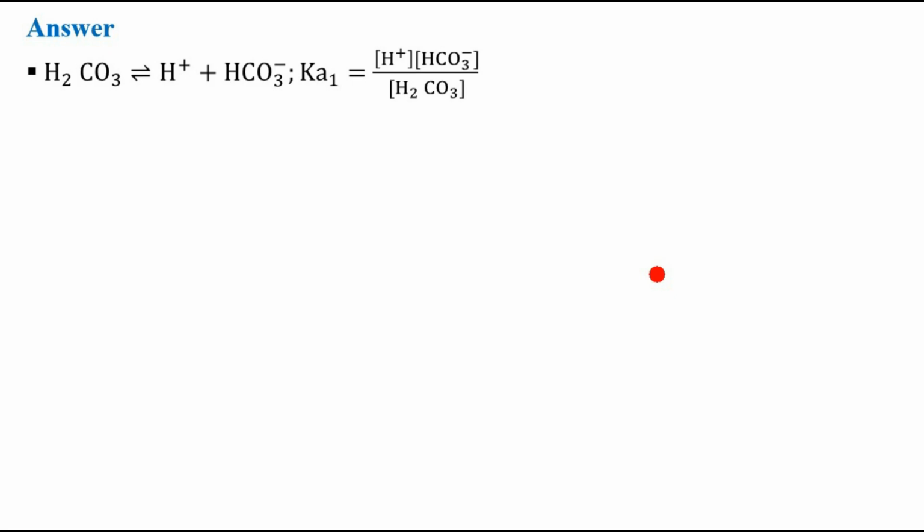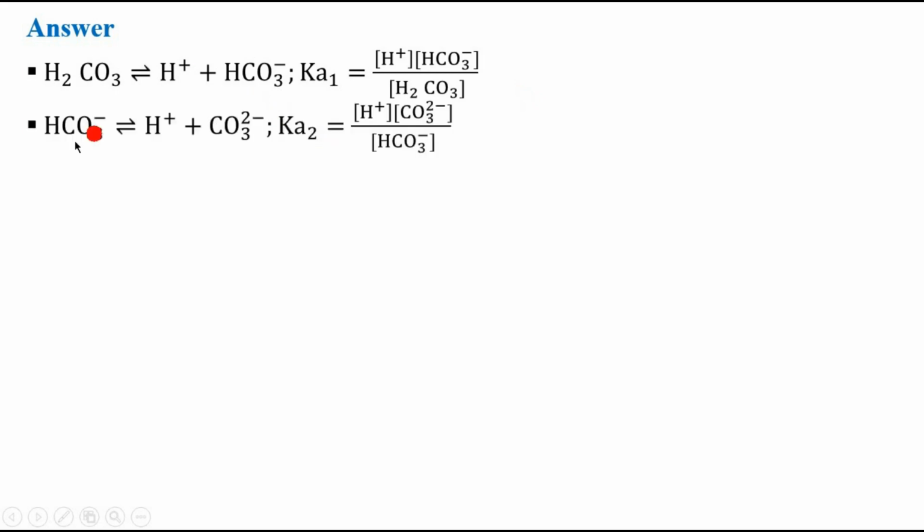Let's see, this is a diprotic acid. It will dissociate. The first dissociation will give the H plus and the bicarbonate, the hydrogen carbonate ion, and we have the Ka1. Then we also have the second dissociation, where the bicarbonate coming from the first dissociation is going to dissociate to give the second hydrogen, then the carbonate ion.